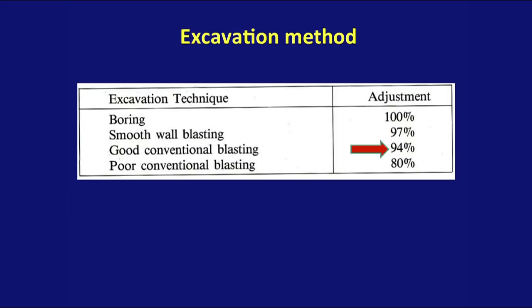The excavation method considers boring, smooth wall blasting, good conventional blasting, and poor conventional blasting. And you can see, if we assume for our case good conventional blasting, Laubscher's adjustment there is 94%.